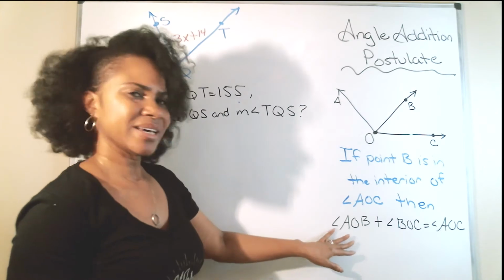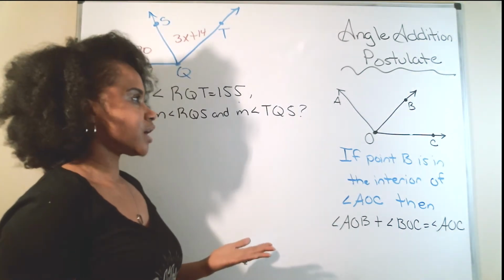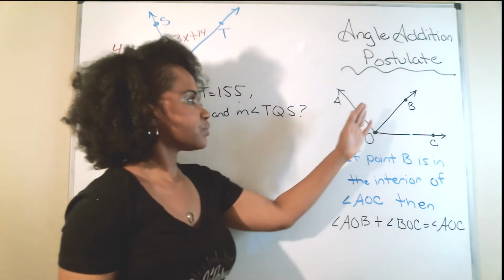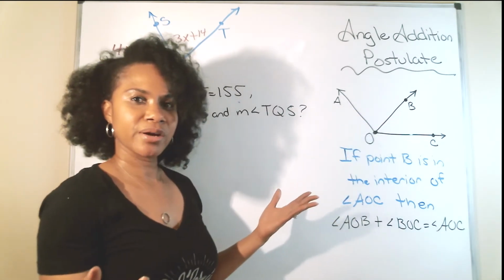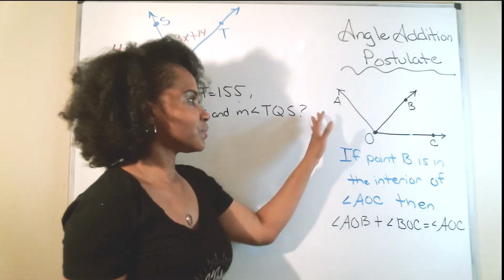So we could use any letters, but basically the angle addition postulate states that if you have two angles included into one larger angle, their sum is equal to that larger angle.